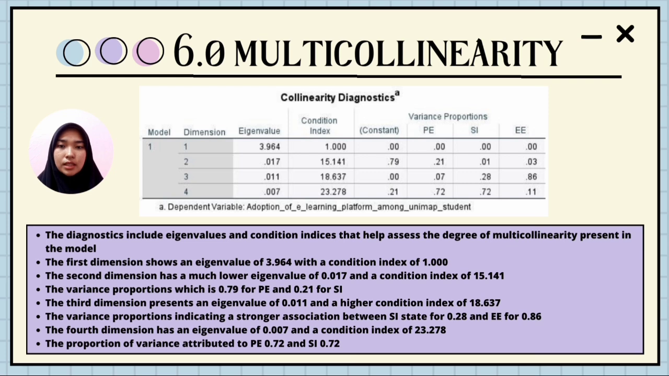The third dimension presents an eigenvalue of 0.011 and a higher condition index of 18.637. The variance proportions indicate a stronger association between SI at 0.28 and EE at 0.86. The fourth dimension has an eigenvalue of 0.007 and a condition index of 23.278. And the last one is the proportion of variance attributed to PE 0.72 and SI 0.72.